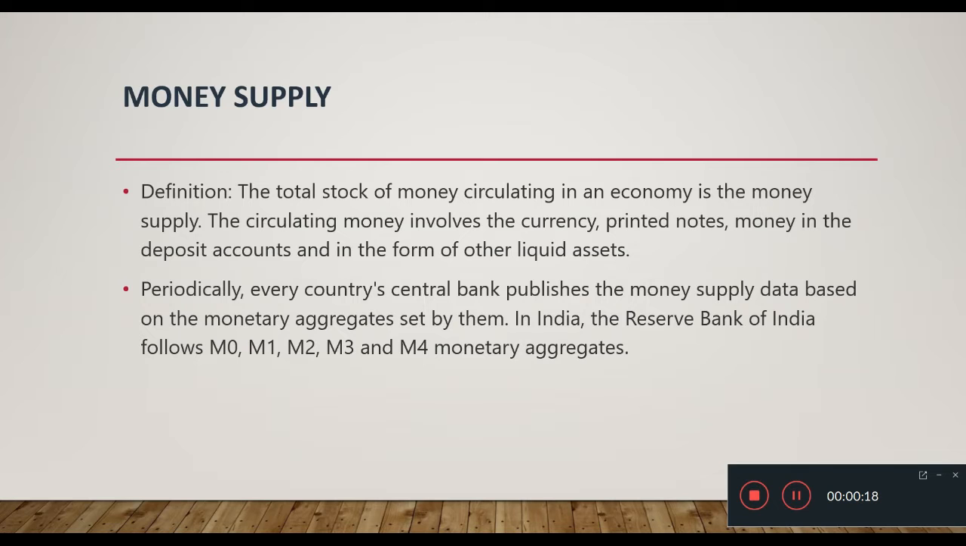The total stock of money circulating in an economy is the money supply. The circulating money involves the currency, printed notes, money in deposit accounts, and other liquid assets. Governments issue paper currency and coin through some combination of their central banks and treasuries. Bank regulators influence the money supply available to the public through the requirements placed on banks to hold reserves, how to extend credit, and other regulation.